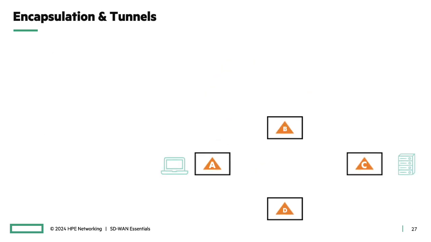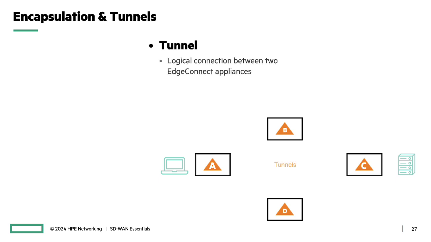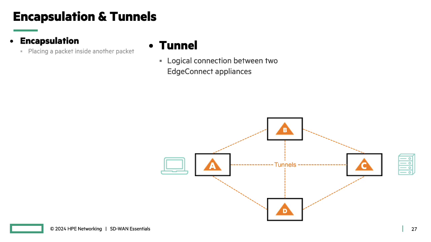Let's look at encapsulation and tunnels between EdgeConnect appliances. We'll define both of these and see how it is done at a very high level. The basic job of the EdgeConnect is to form tunnels between each other, as mentioned previously. Tunnels are logical connections between 2 devices, as shown by the orange lines. Tunnels are used to encapsulate data. Encapsulation is putting a data packet inside another data packet for transporting across the network.